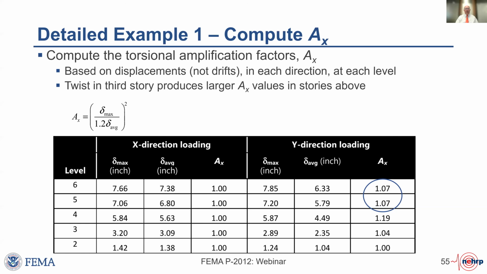Because we have an irregularity, we have to do some amplification of the accidental torsion. When we do this calculation, it's based on story displacements, not story drifts. And the idea here is that if you get twisting in an upper story of the building, if the upper story twists, that twist carries down. And so you'll notice in this case that the 3rd story had the worst performance expected. The systems above it go along for the ride, and they twist as well. And so they get amplification factors, even though those stories aren't as bad.